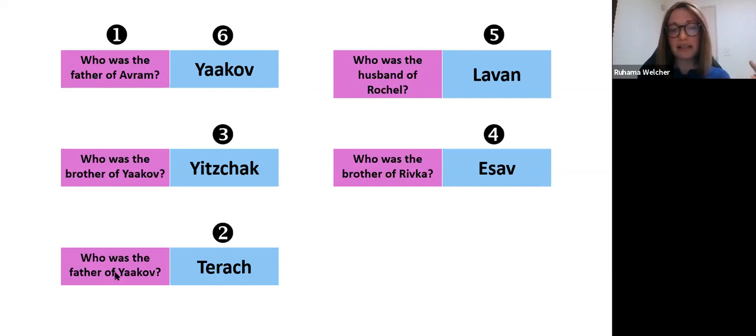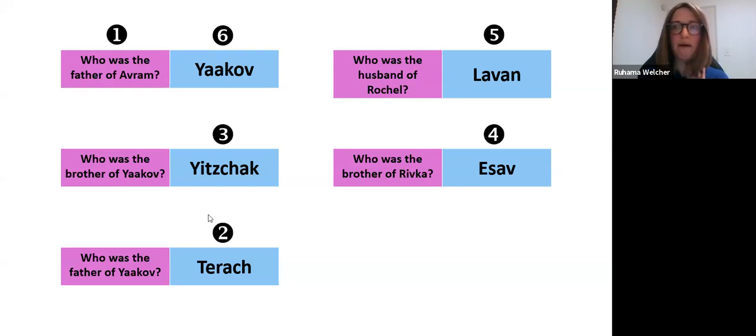The child who has the answer to that question, hey, that's me, Yitzchak, then reads out their question, who was the brother of Yaakov? The child who has that answer, Esav, reads out their question, who was the brother of Rivka? The child who has that answer, Lavan, then says, who was the husband of Rachel? And then we loop all the way back to the beginning, and someone says, Yaakov, that's me, and I've already said my question, I began. So you loop through the whole class in this way.